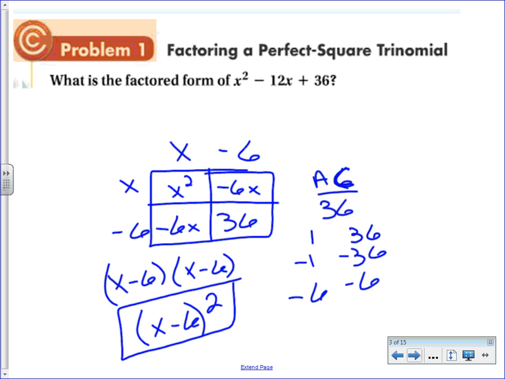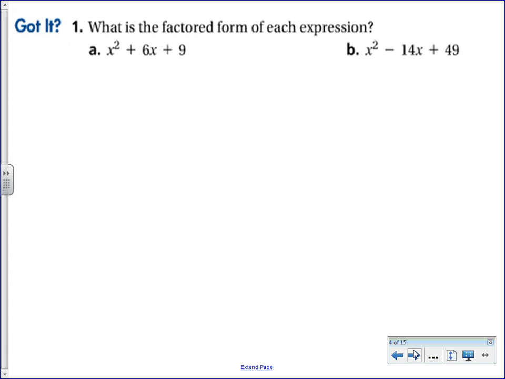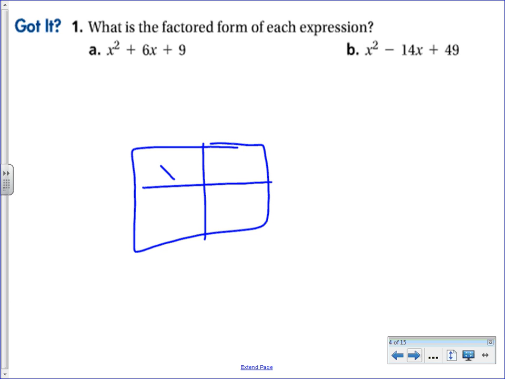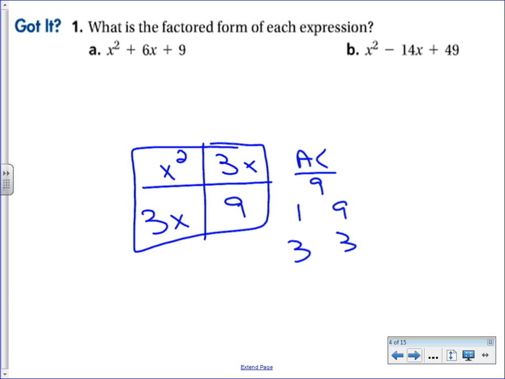All right, here is the next one. Do not put this in your notes, but it can be done the same way as the other one. X squared goes in the top left, 9 goes in the bottom right. Factors of my AC number, which is 9, are 1 and 9. Add them up, I get 10. That's not it. So right away I go to 3 and 3. 3x, 3x.